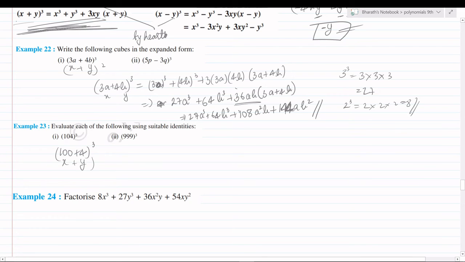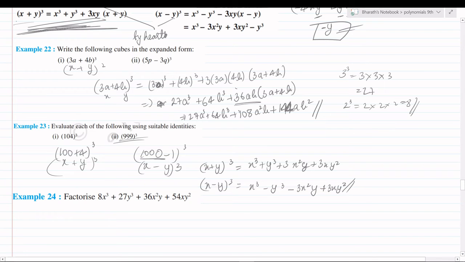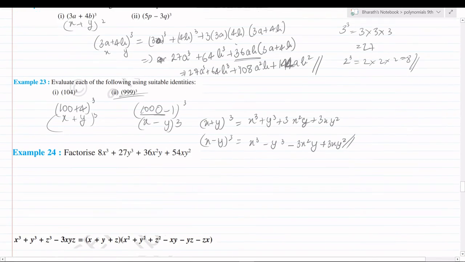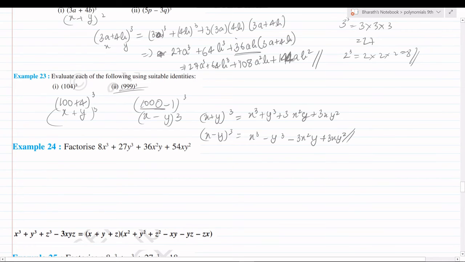Done. Solve it. And for this, 1000 minus 1 whole cube. This 1000 is our x and minus y whole cube. This is in the x minus y whole cube format, and the earlier one is in the x plus y whole cube format. Just substitute x and y values in the correct portions of this formula. You're done. You can do any questions in polynomials. Now see, factorizing is simple. Like from the answer, you're going back to the question.